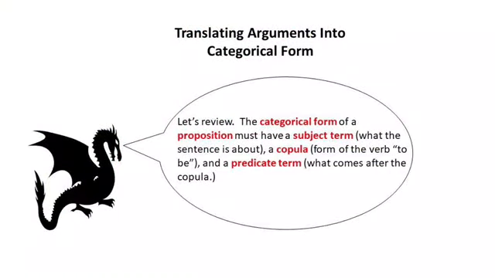So that's kind of how you would do it, but I want to make sure we're really clear. So we're going to go back and just review some of the basic terms. You want to make sure, again, that you've got these in your notes so that as we go from here, we've really got something that we can build on. So Mr. Logic Dragon has the same idea. He says, let's review. The categorical form of a proposition must have a subject term. That's what the sentence is about. A copula, which is a form of the verb to be, and a predicate term. That's the part that comes after the copula.